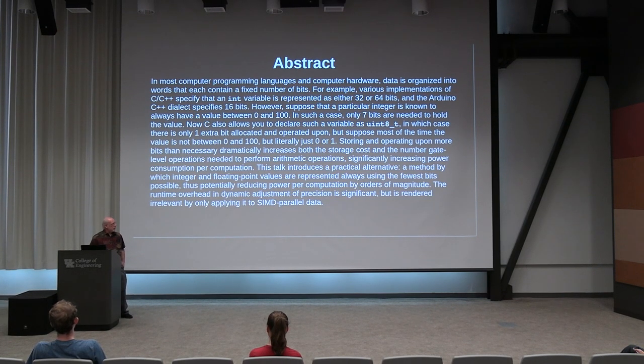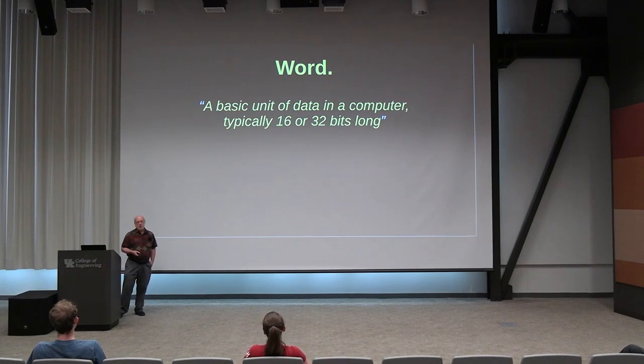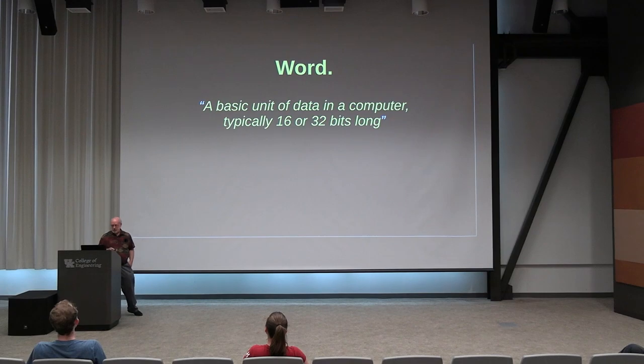So I'm going to be talking today about the idea of doing arithmetic without the concept of machine words, which is kind of a strange thing, but let's just start out. Typically people talk about a machine word as being the basic unit of data in a computer. The official definition says 16 or 32 bits long. That's obviously a little bit of an old definition. Now we're used to things being 64 bits very commonly. But suffice to say, that's the way people tend to think of words.